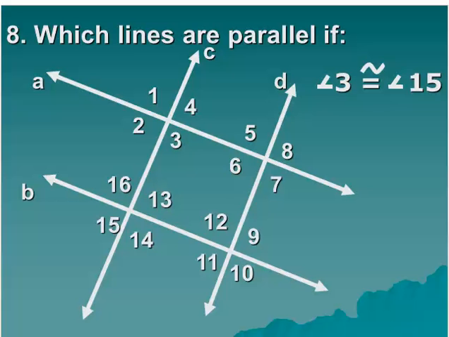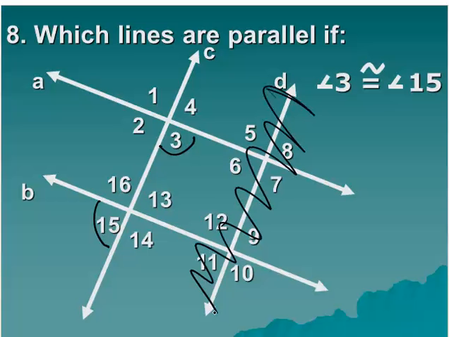Example 8, which lines are parallel if angle 3 is congruent to angle 15? I notice that angle 3 is next to lines A and C, angle 15 is next to lines C and B. This is not using line D. Looking at 3 and 15, they're on different sides of the transversal. Line C is my transversal, but they're not both interior. 3 and 16 would be alternate interior. And they're not both exterior. 15 and 4 would be alternate exterior.